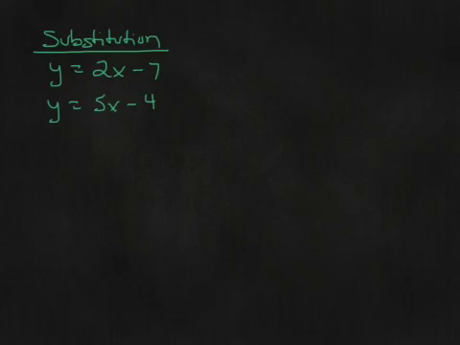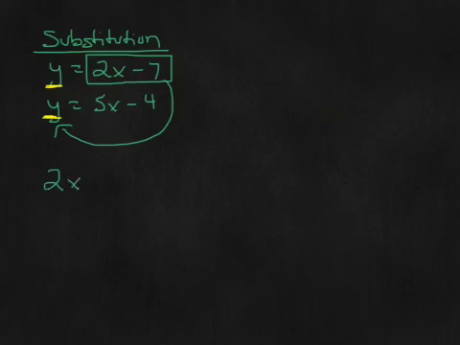Here, notice I have both equations solved for y. Well, that's not a problem. All I'm going to do is take one of them and substitute it in for the other. So for this one, I'll take 2x minus 7, put it into the y on the bottom. So I get a new equation of 2x minus 7 equals 5x minus 4. And let's solve.